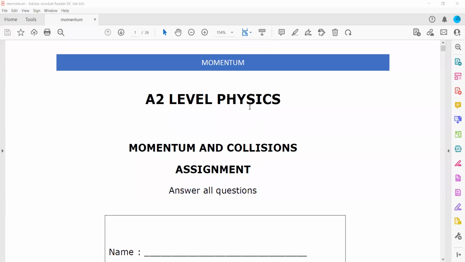So the assignment, momentum and collision. I'll discuss the doubts related to this assignment. The first one is question 1, the doubt.